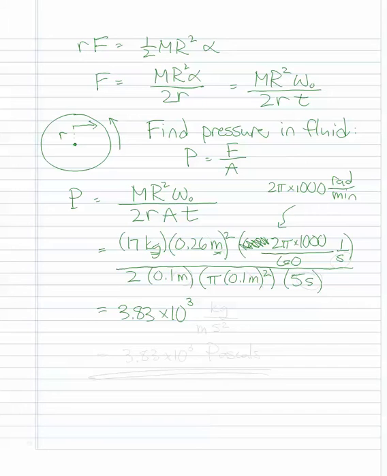Now let's look at the units. The meters cancel, the meter squared. I have 2 seconds left, so I have seconds squared. I have a meter left, so I have a meter. And then I have a kilogram up top. Well, that makes sense, because a kilogram meter per second squared would be a Newton. So this is a Newton per meter squared. So that is 3.83 times 10 to the 3 pascals. And we're done.